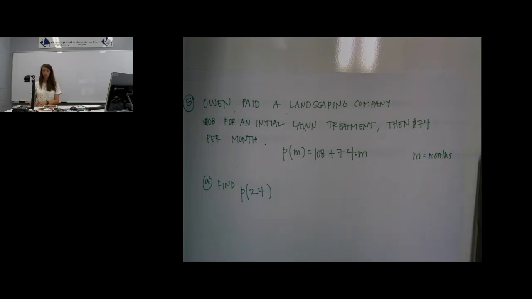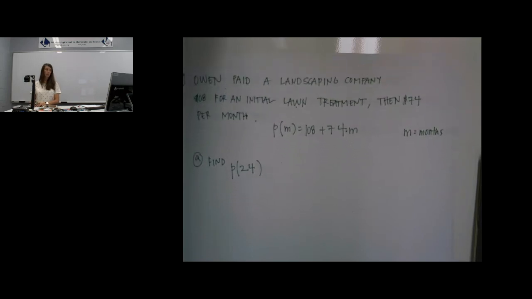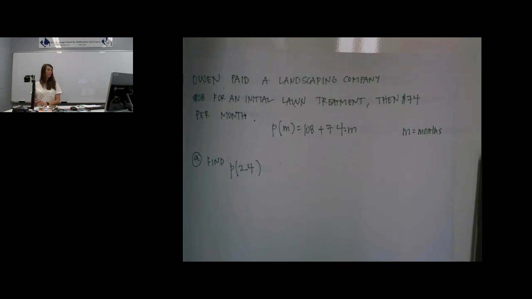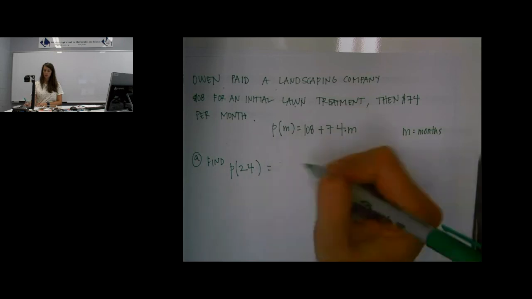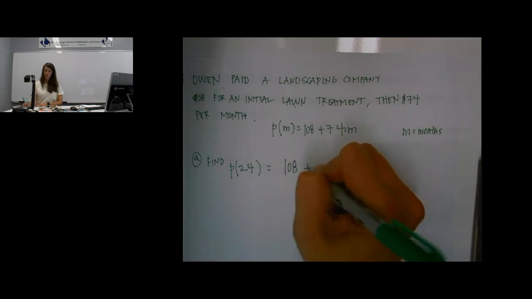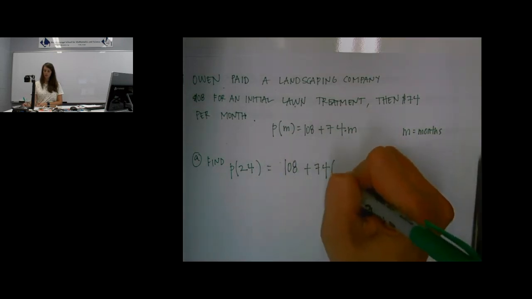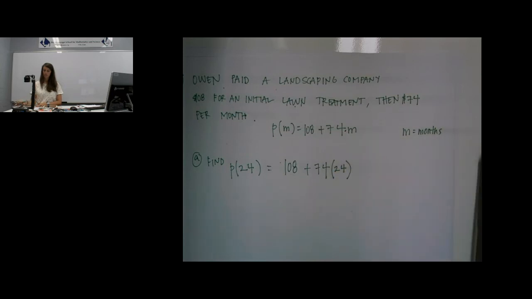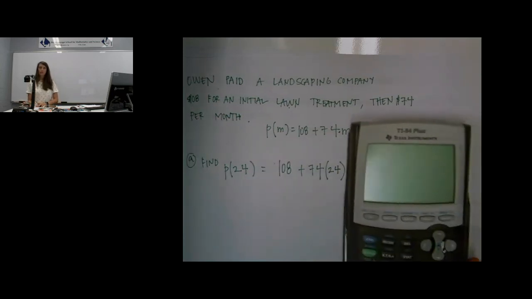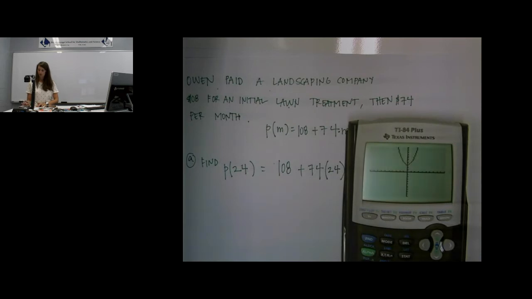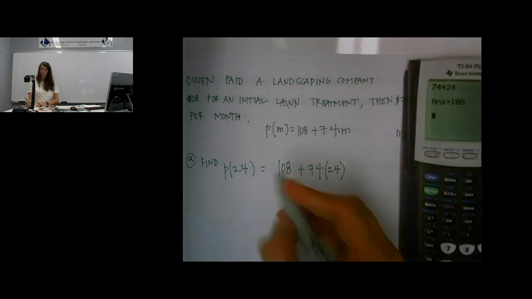So the first one I want to do is find P of 24. So P of 24 means that I am going to be receiving lawn treatments for 24 months. So P of 24 means I'm going to plug in 24 for my M. Okay, so I would say what? 74 times 24 plus 108. So that's 1884.